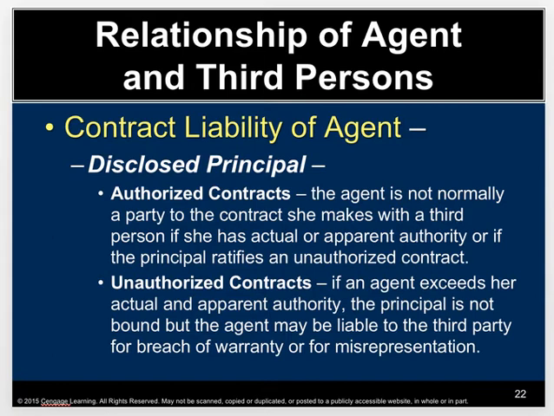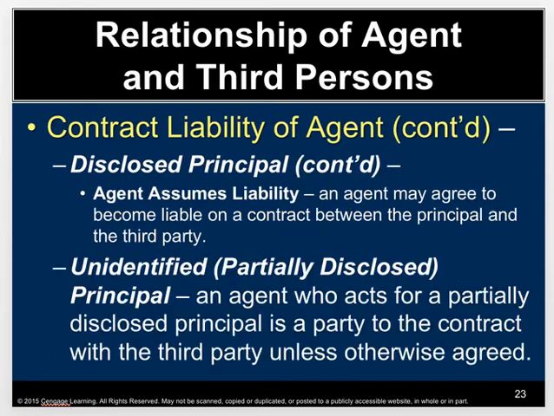What about for unauthorized contracts? If an agent exceeds her actual and apparent authority, the principal is not bound by the contract, but the agent may be liable to the third party for breach of warranty or for misrepresentation. In fact, there could be a negligent misrepresentation count where no fault is required, right? Where you knew or should have known that you did not have authority to enter into that contract, and in so doing, you exceeded the scope of that authority, and therefore you're going to be liable for that contract or any damages that the third party suffers as a result of your lack of authority.